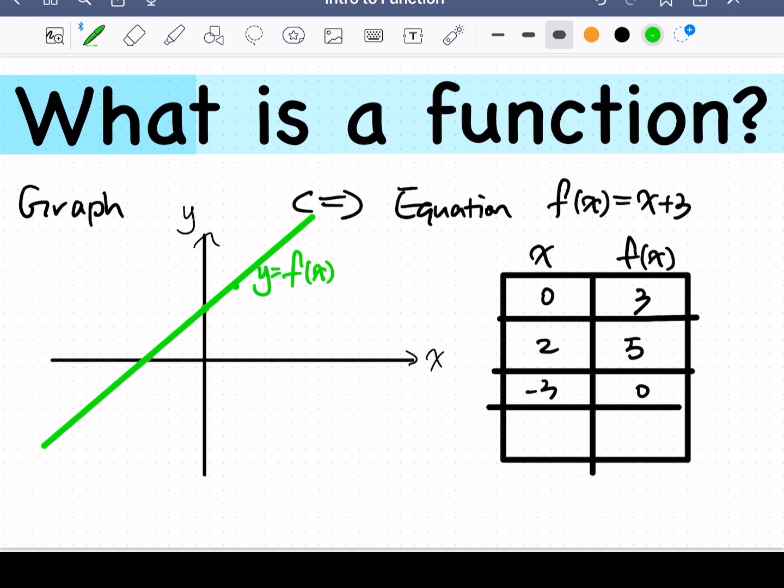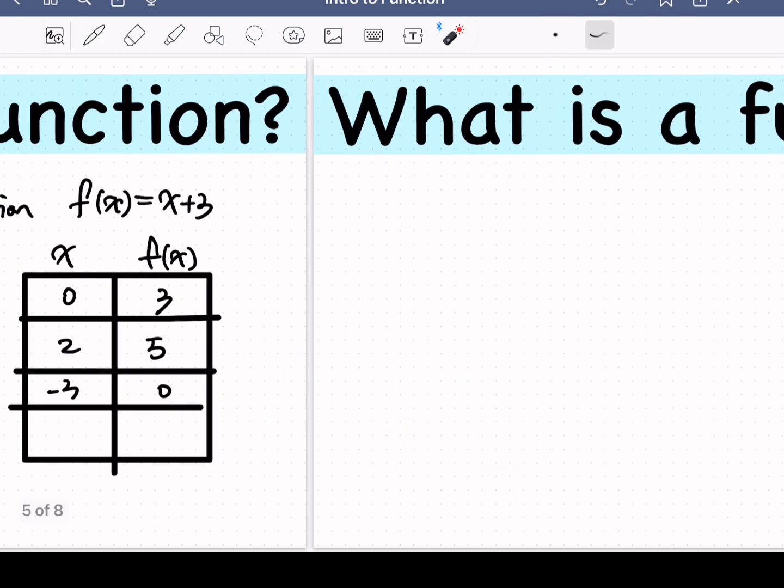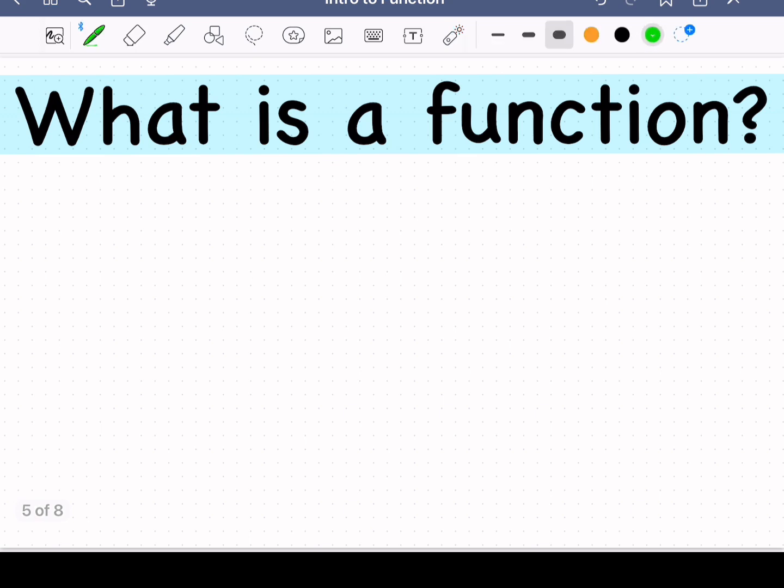So now I've already explained the definition of a function. Now let's talk about how to identify or verify if a graph is a function or not.